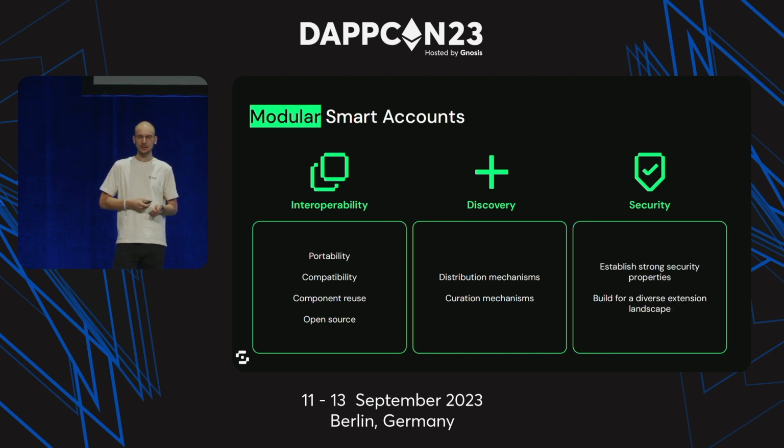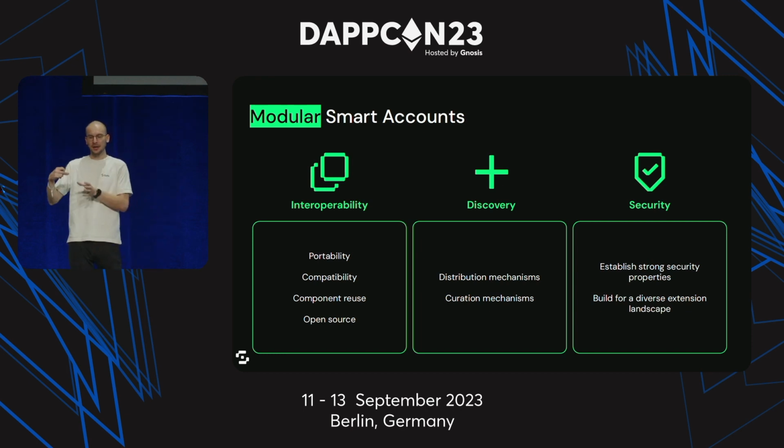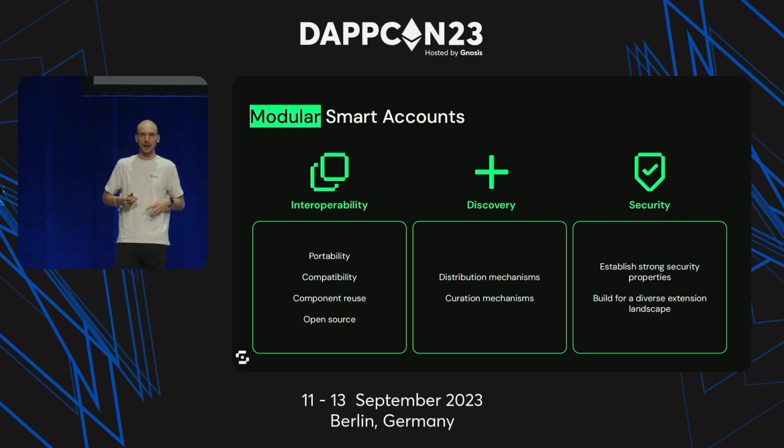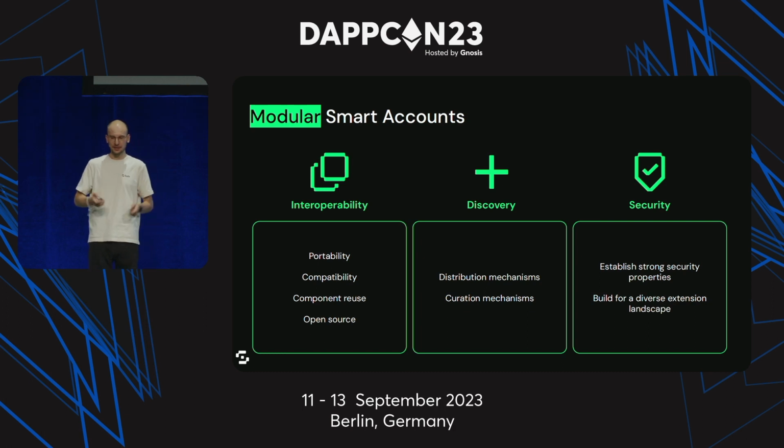And last but not least are the security components. Modular smart accounts, like the name says, are modular, so we need to find a way to encapsulate security properties as much as possible in order to build for a diverse extension landscape, because we have this advantage of extensions. We definitely need some kind of pipeline to ensure the security can be assessed, because otherwise it won't work.